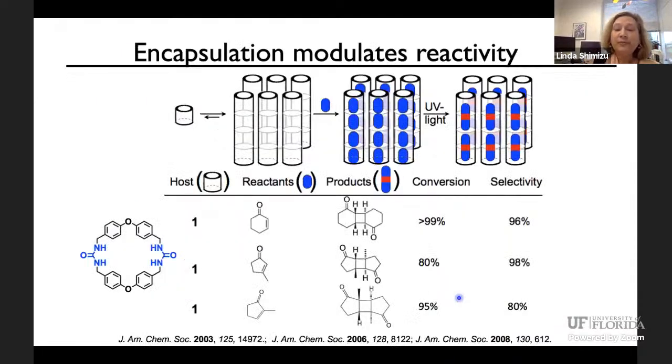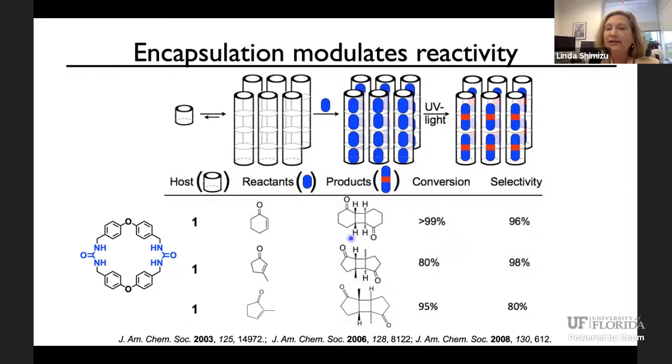So we've used this method to do reactions. We've done 2+2 reactions of enones. These load quite nicely into this phenyl ether host. And if you shine light on them, you get very high conversion and high selectivity for just one product when there are multiple products that can form in solution.